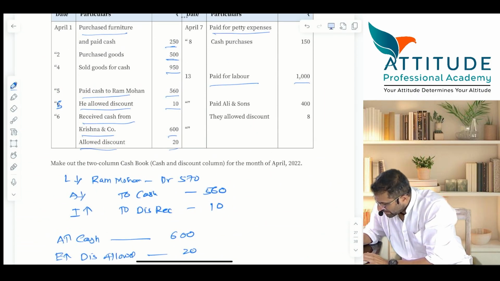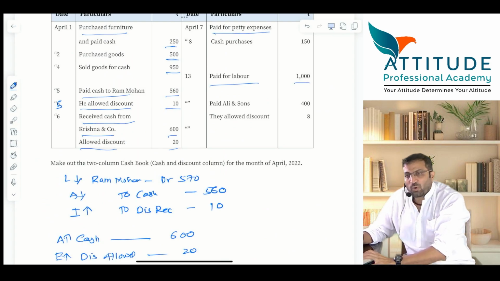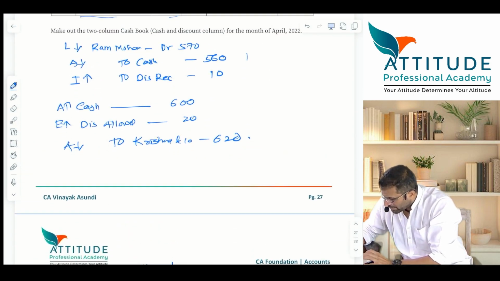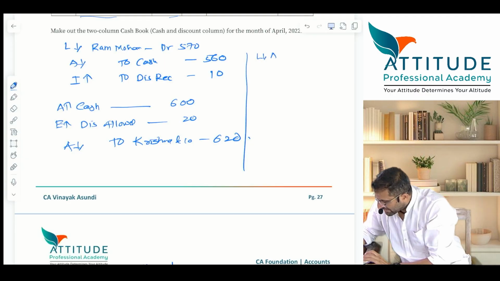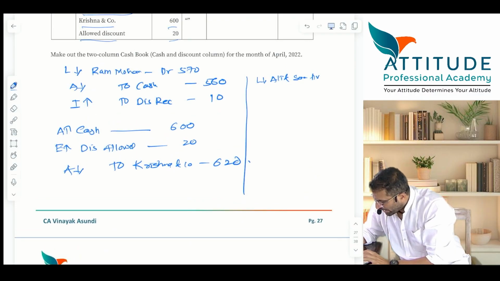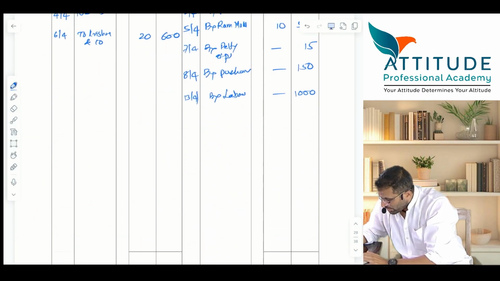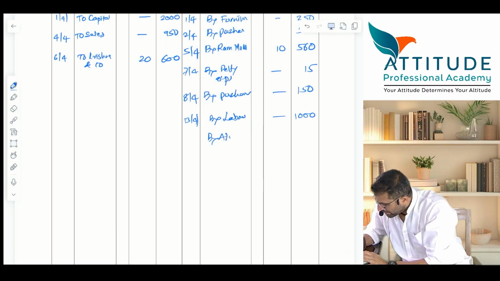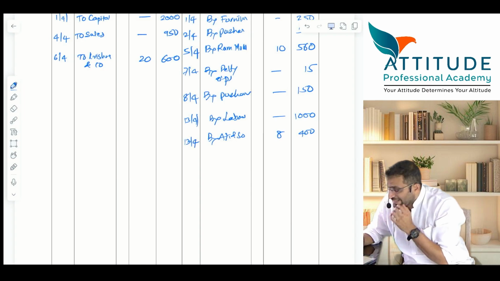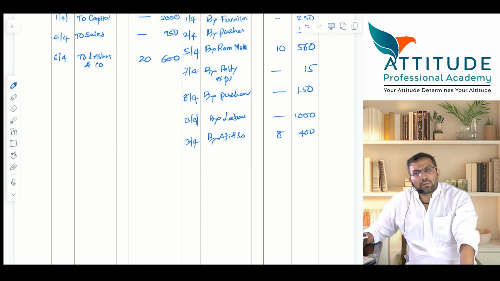Next. Paid Ali and Sons. They allowed a discount of what? 8. Tell me the entry. Liability reduces. Ali and Sons debit. How much is it? 408 or 400? 408. How much? 400. 2. Discount received. Not allowed, discount received. How much? 8. So payment is by Ali and Sons. Discount is 8. 400. 13,400. Is that clear? Able to understand, guys?